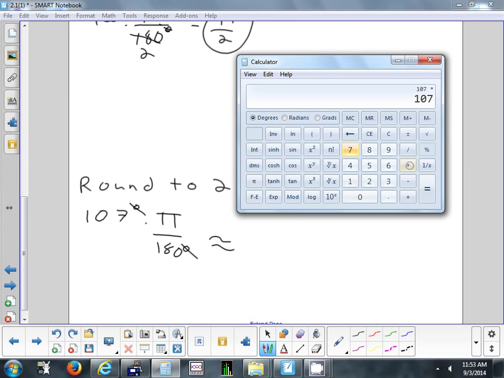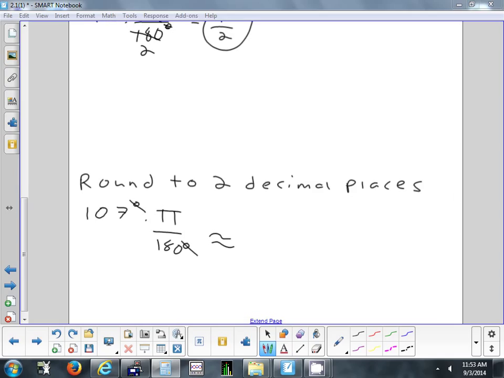So 107 times, I usually use the pi button. I'll explain why when we do our next one. Divide by 180. About 1.87. Since that's radians, I do not need a label. Okay, any questions on changing degrees to radians?